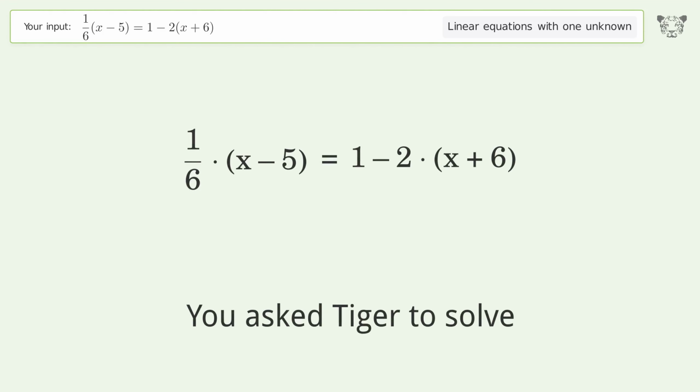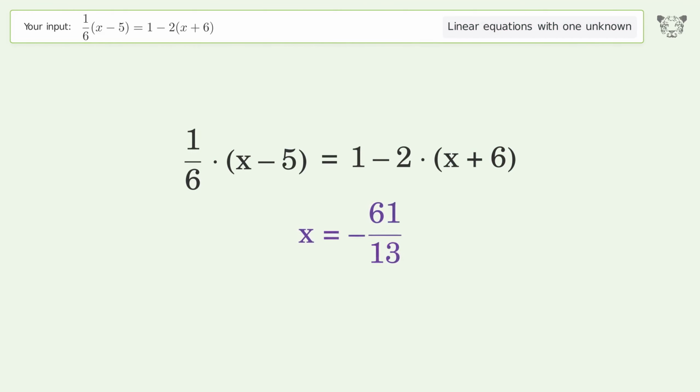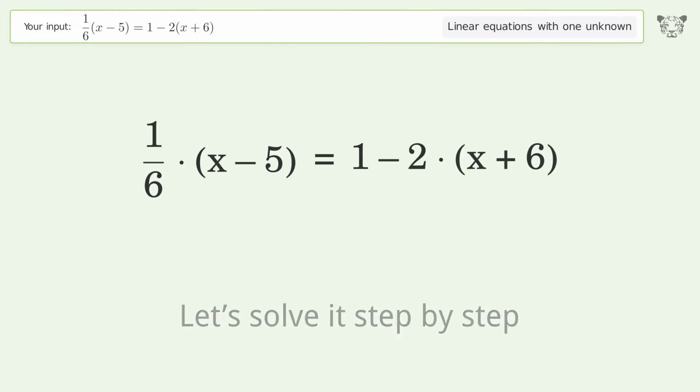You ask Tiger to solve. This deals with linear equations with one unknown. The final result is x equals -61/13. Let's solve it step by step.